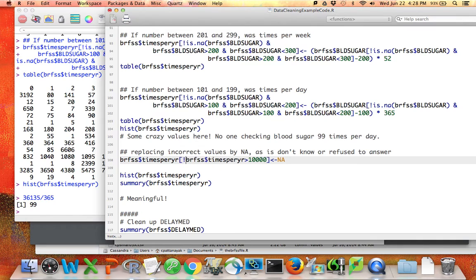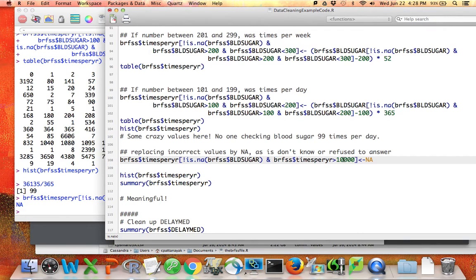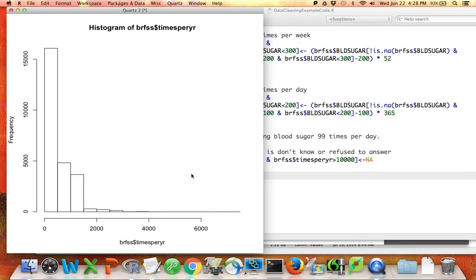And to make this work best, I'm going to edit this. It should say is NA BRFSS blood sugar and time per year greater than 10,000, set those equal to NA. And that should work. And if I do that, now I can make a histogram of these values.